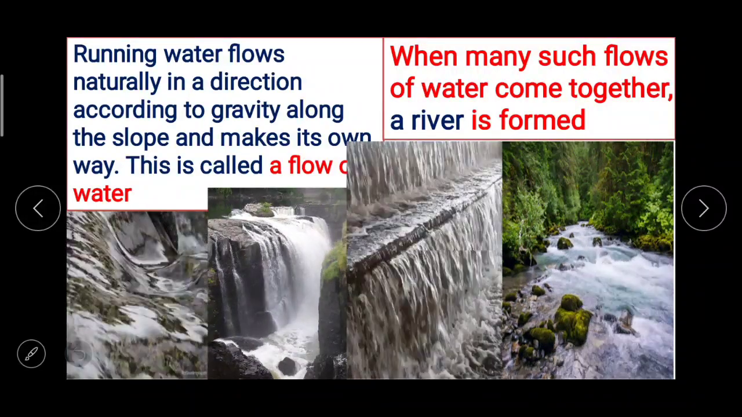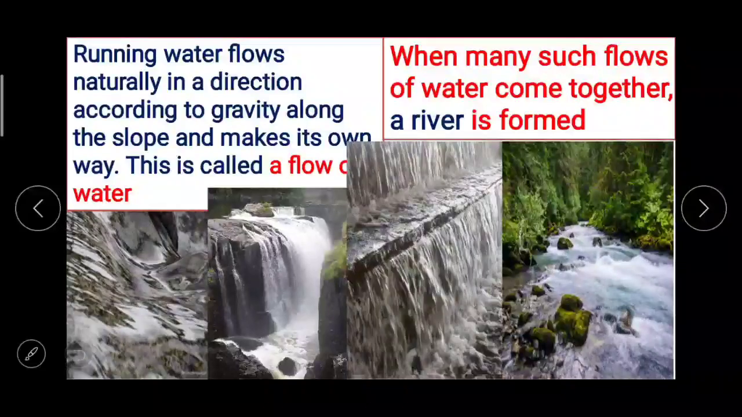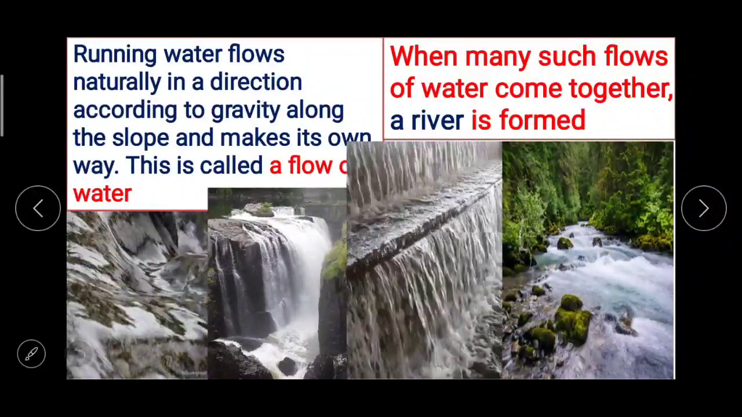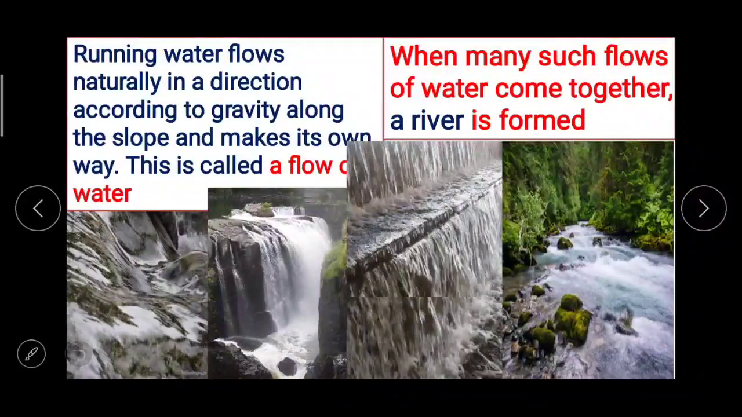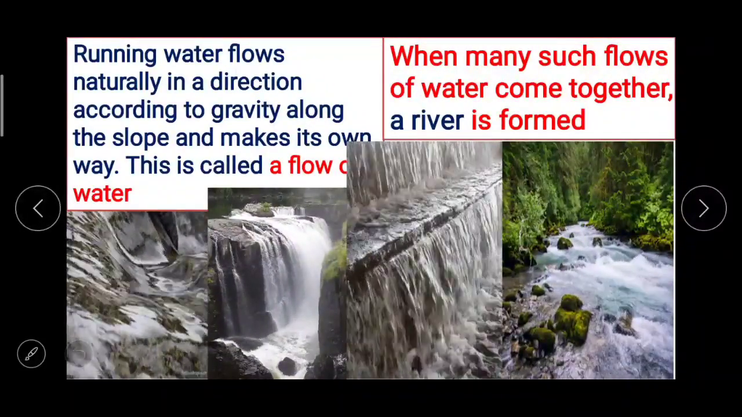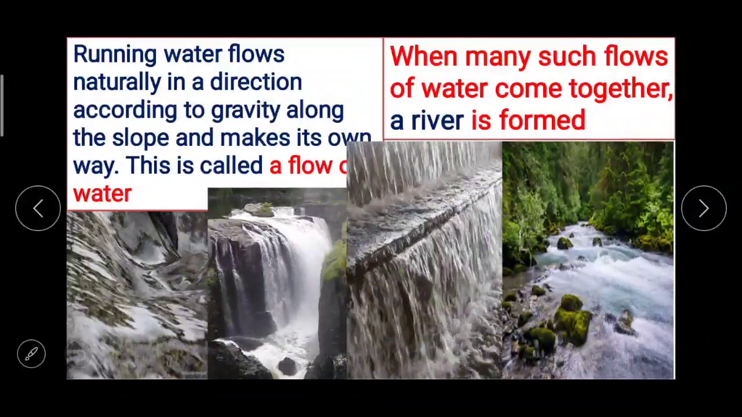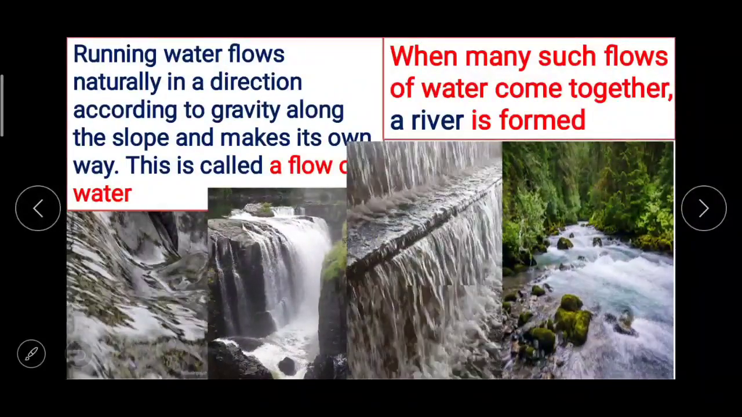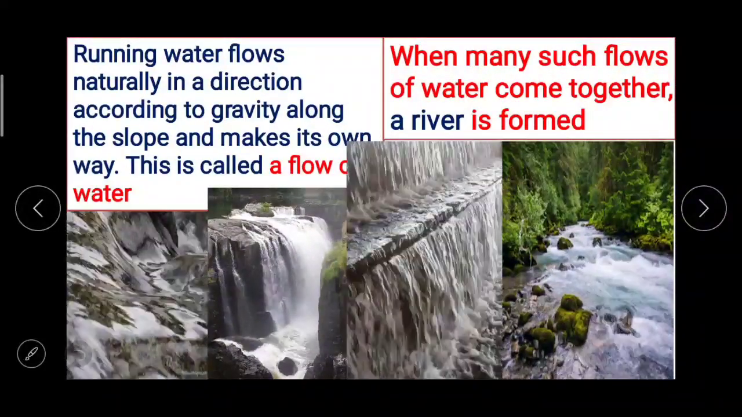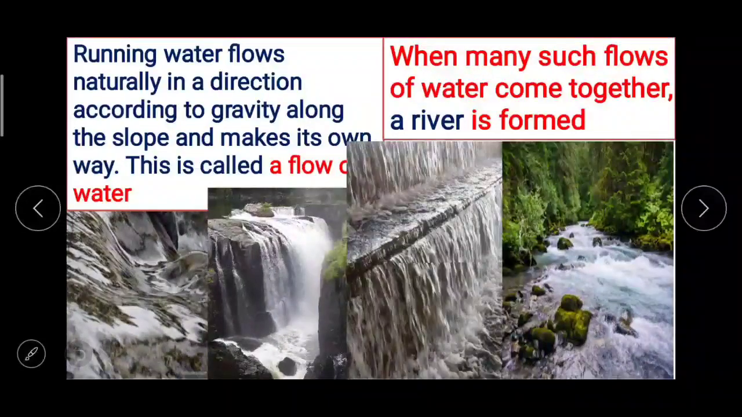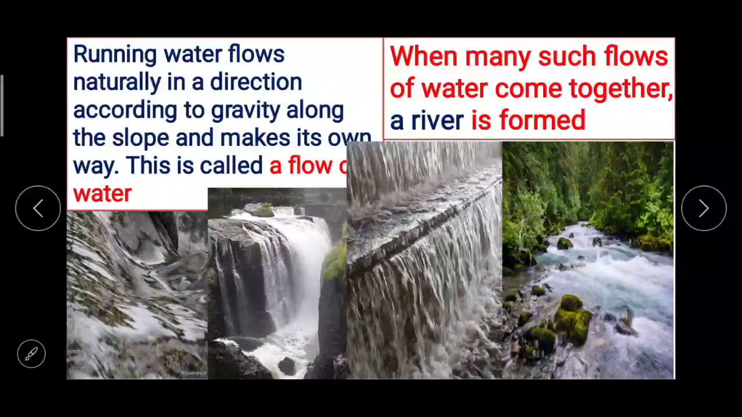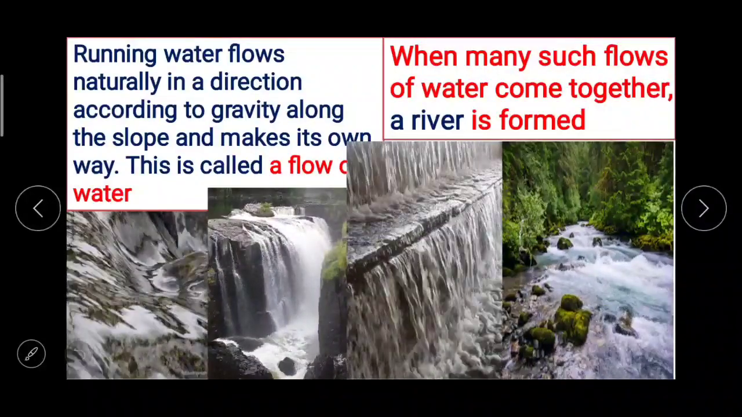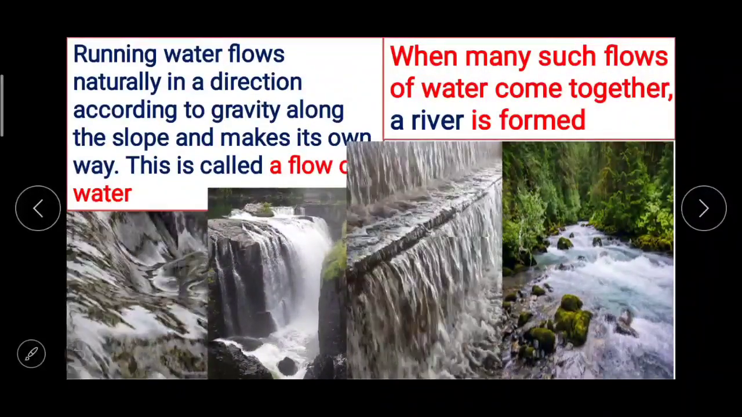So, the first thing, running water flows naturally in a direction according to gravity along the slope and makes its own way. Again I am repeating, running water flows naturally in a direction according to gravity. It depends on the gravity and the slope, and makes its own way. This is called a flow of water.